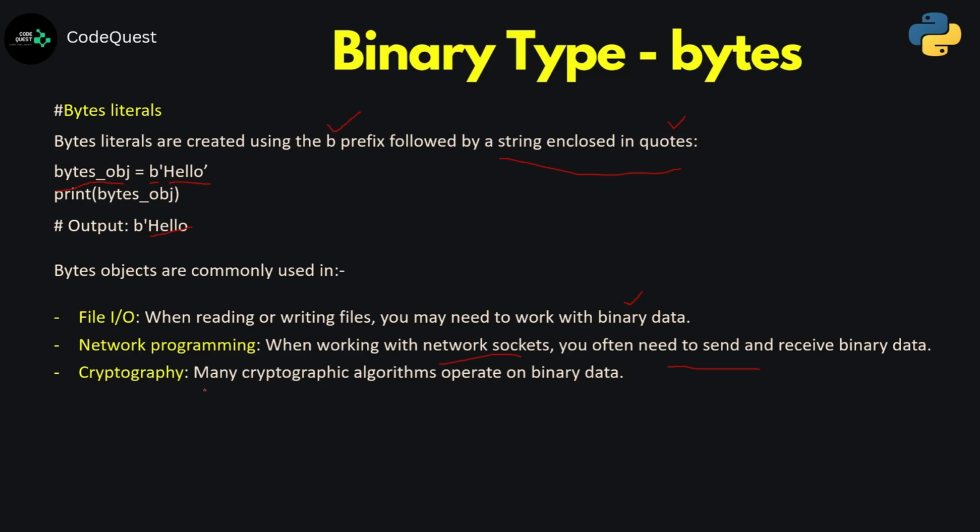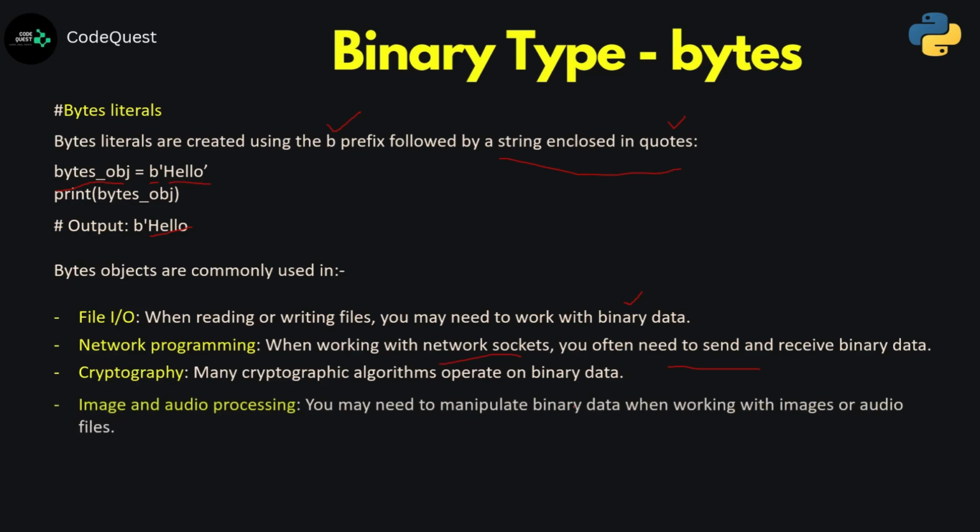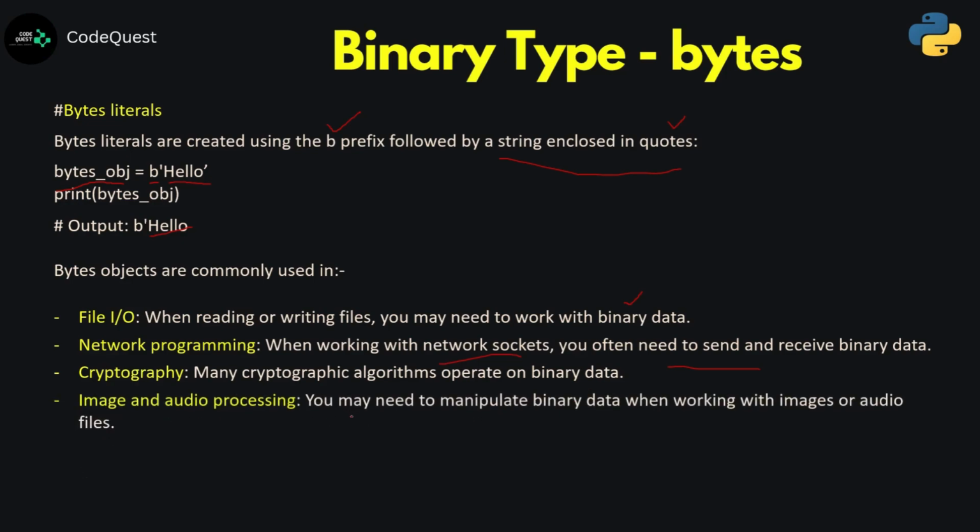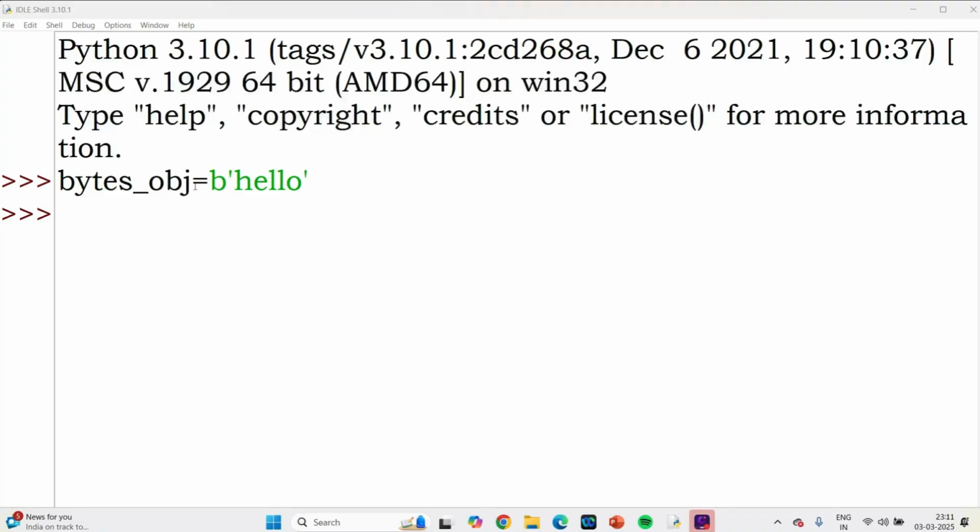In cryptography also, many cryptographic algorithms operate on binary data. And in image and audio processing, you may need to manipulate binary data while working with images or audio files. So we have created one object here, preceded with b, followed by hello. When I print this bytes object, we'll get the same string hello preceded with b, indicating that this is a binary object.